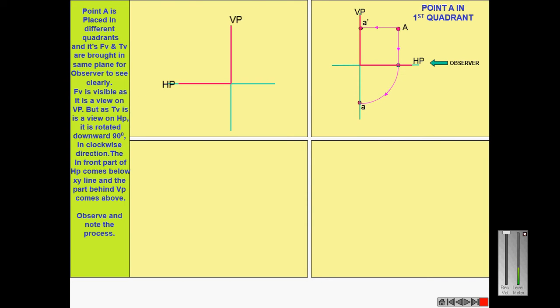The second case is, if an object is in the second quadrant, its front view will be on the vertical plane, so A dash will be on the vertical plane, and you will get the top view on the horizontal plane. The next step is to rotate the horizontal plane 90 degrees in the clockwise direction, so your top view will be above the XY line. Your front view will also be above the XY line. So if a point is in the second quadrant, its front view and top view will be above the XY line.